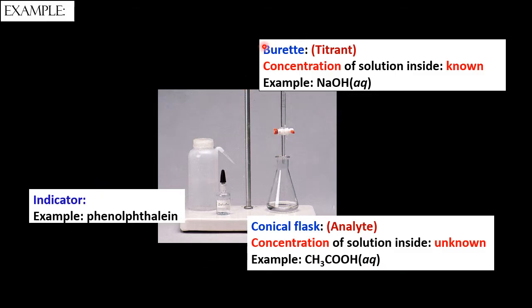So again, normally the titrant is in the burette because we already know the concentration of the solution. And the conical flask contains the analyte because the concentration of the solution inside is unknown. And then we have to add the indicator, for example, phenolphthalein.